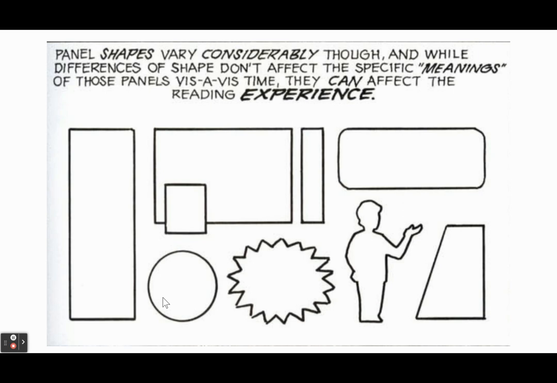Panel shapes vary considerably, and you will find that as you're reading through the digital books. The panel shapes will vary. They will be big, they will be small, they will be trapezoids, they will be ovals, they will be squares, they will be rectangles, they will be stars. It's like opening a box of Lucky Charms. They can be whatever shapes the marshmallows are.